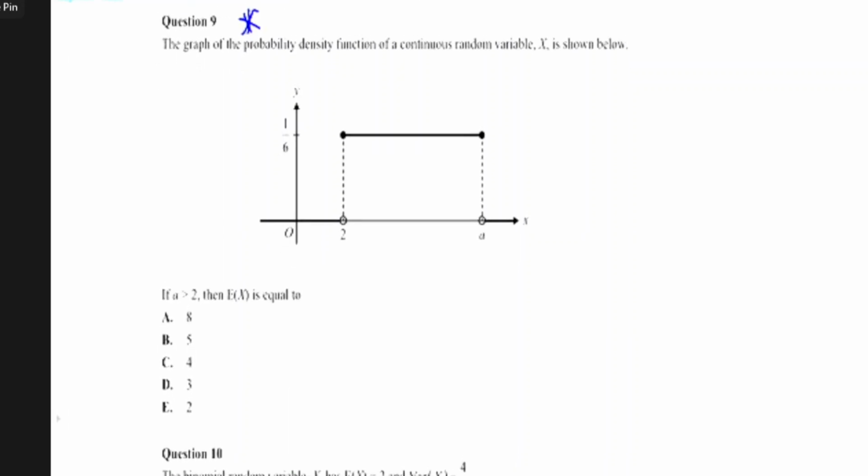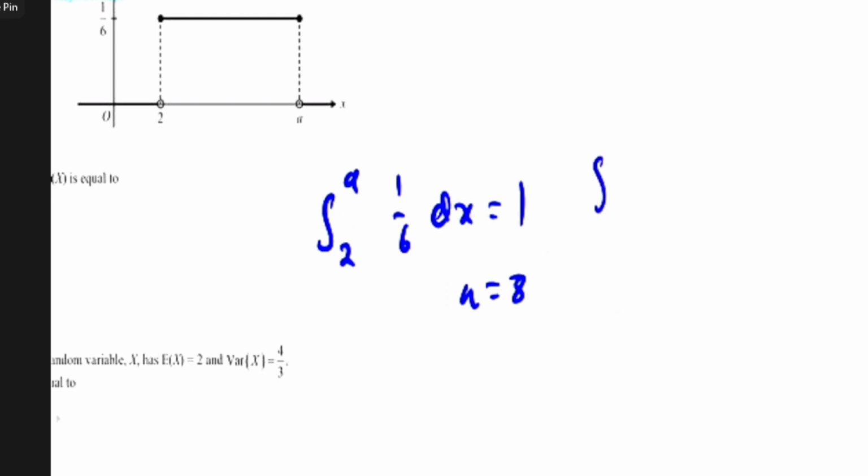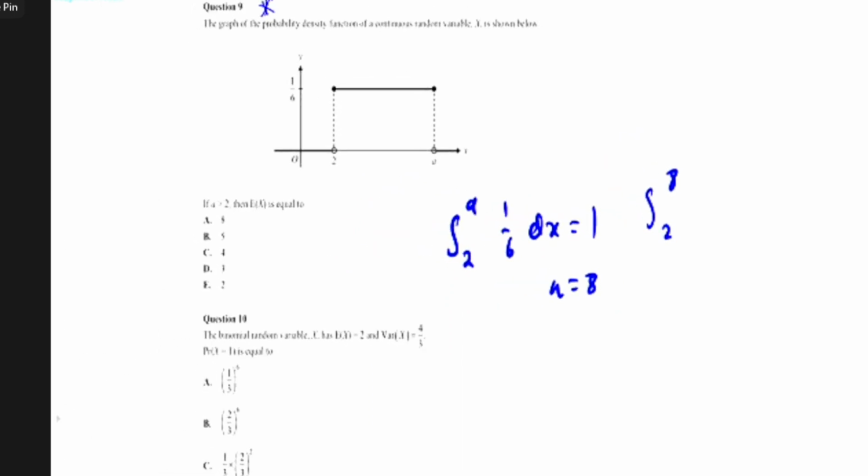Next question, question 9. So here, to figure out what value A is, we can go from integration from 2 to A of 1 on 6 dx is equal to 1. We get A is equal to 8. And when you go from 2 to 8, to find the expected value, we just times the function by x, so x divided by 6 dx, and then we get that is equal to 5. So the expected value is 5.